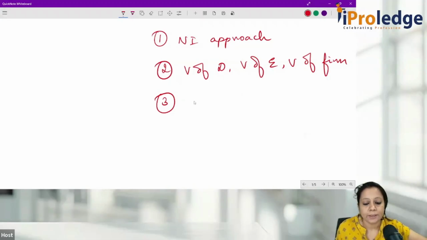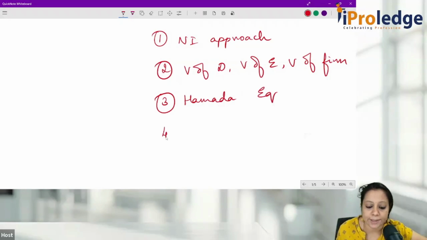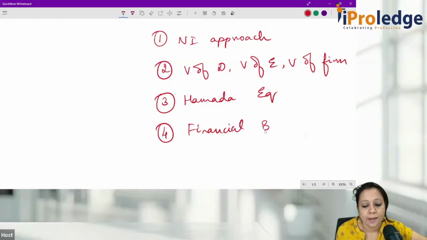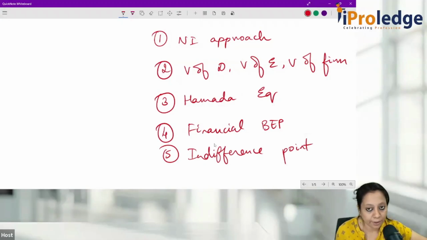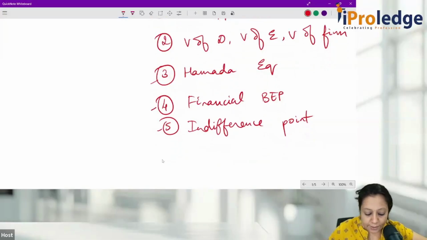Okay. Then we need to know about the Hamada equation. I'm just writing in no particular order, just the checklist. That's all. And then the financial break-even point. Then we also need to know about the indifference point. There is a question for all of them in your textbook. Hamada equation also has a question. Financial break-even point also has a question in the textbook. Indifference point also has a question in the textbook. Okay.